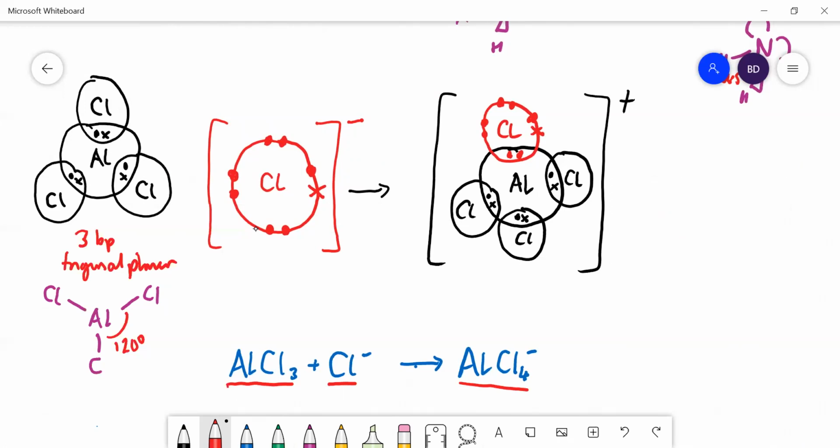Right, once the chloride ion joins up with it, well, now we don't have 3 bond pairs, we have got 4 bond pairs. And so that is going to be the same shape as methane. It's going to be tetrahedral. It's going to have aluminium with the, not H's, are they? The Cl's.